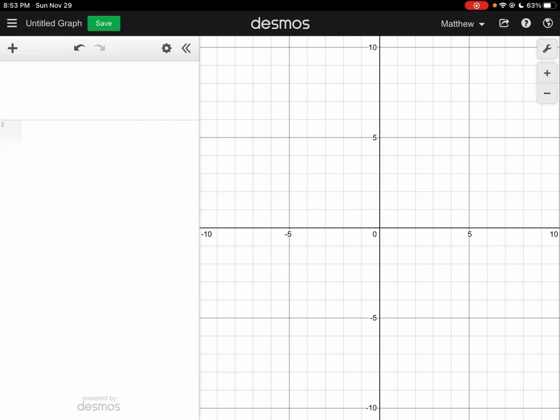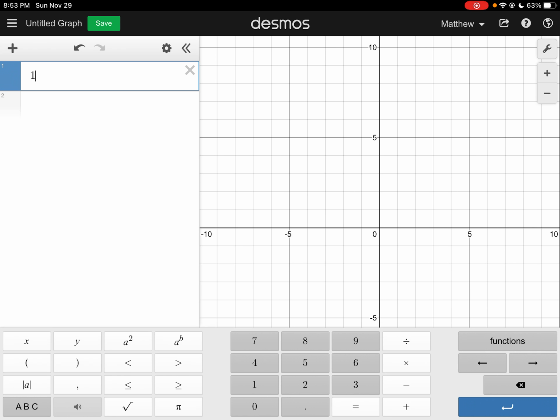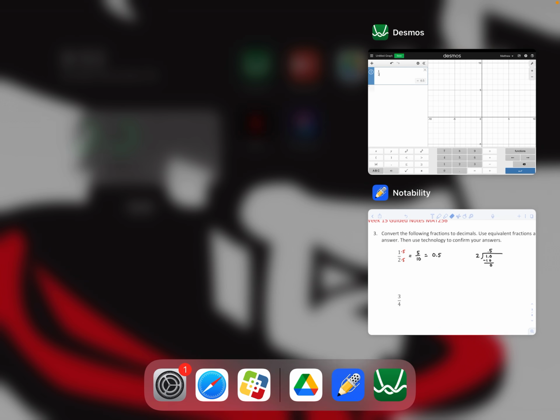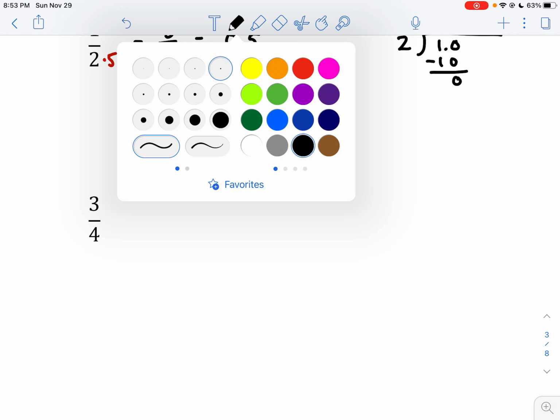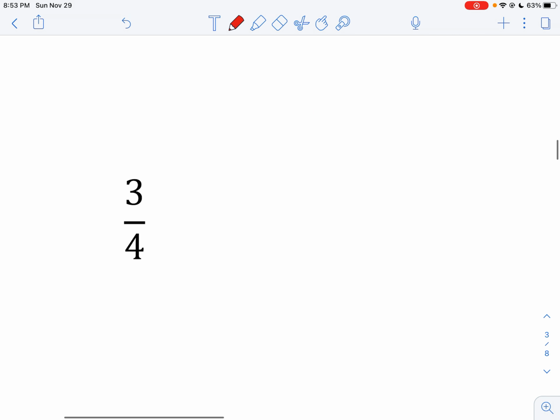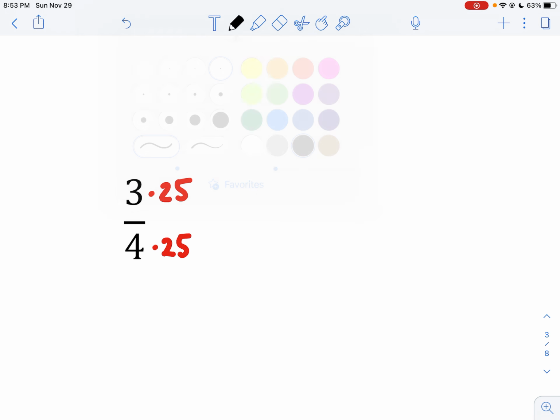And then, of course, using technology to confirm, I would type a fraction in here and say 1 over, or division sign, 1 over 2, and it gives me the 0.5 confirmation. Okay, let's try 3/4. Let's do the equivalent fraction approach. To scale, 4 is not a factor of 10, but it is a factor of 100. So I'm going to scale 4 by 25, and make sure you scale the 3 by the same amount.